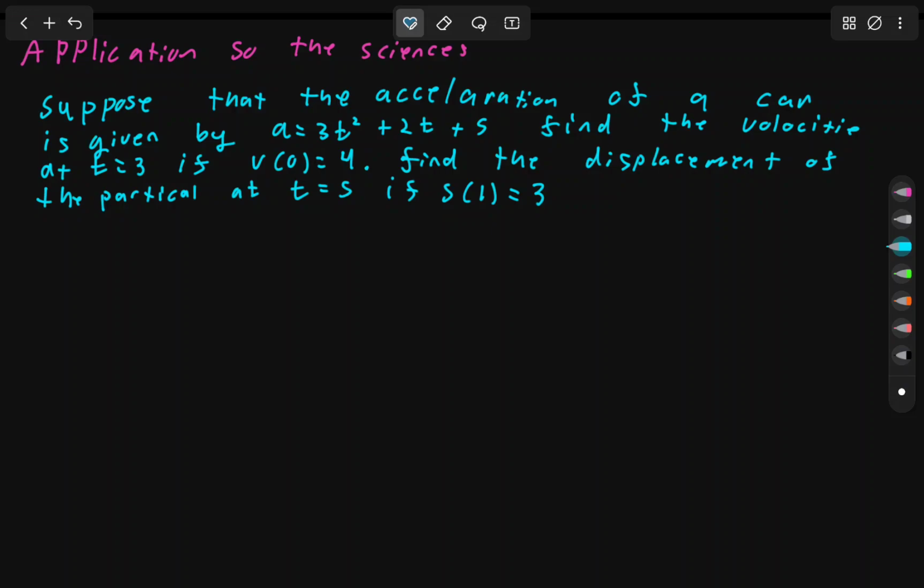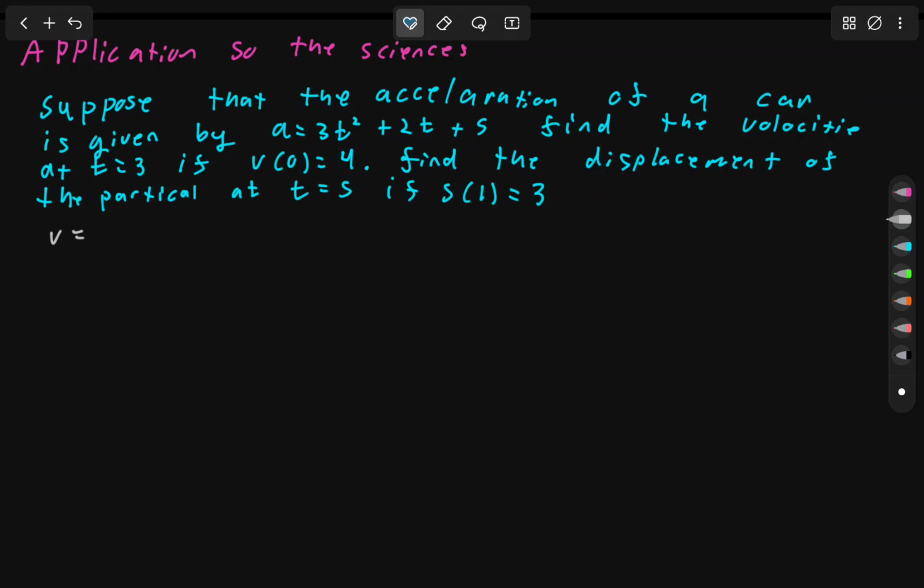So suppose that the acceleration of a car is given by a is equal to 3t squared plus 2t plus 5. Find the velocity at t is equal to 3 if v of 0 is equal to 4. Alright, so we are given information about the velocity at a certain point. So what we're going to do is we're going to say v is going to be the antiderivative of acceleration.